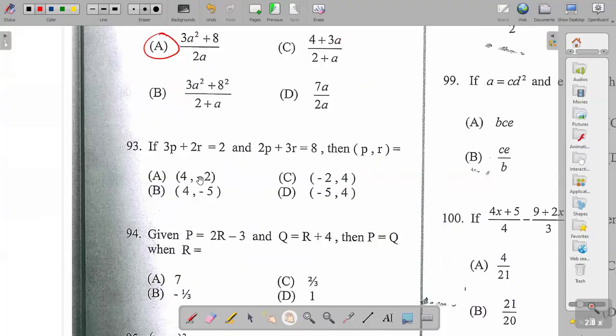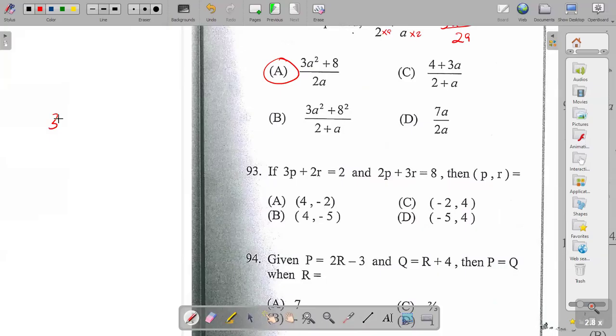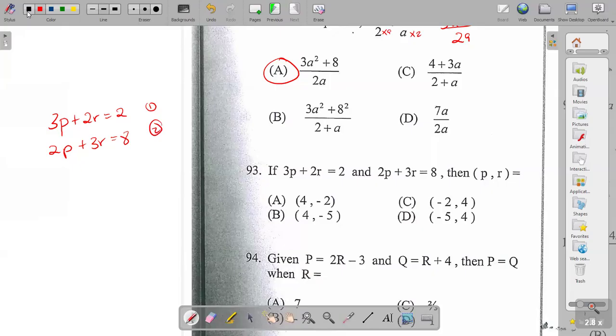It says here, if this is equal to that, this is simultaneous equations. So we gotta solve this on the side. So 3p plus 2r is equal to 2. 2p plus 3r is equal to 8. So that's equation 1. Sorry, that's equation 2. No, none of them matching, so we gotta multiply this one by 2, this one by 3 to get 6. So this will give me 6p plus 4r is equal to 4.